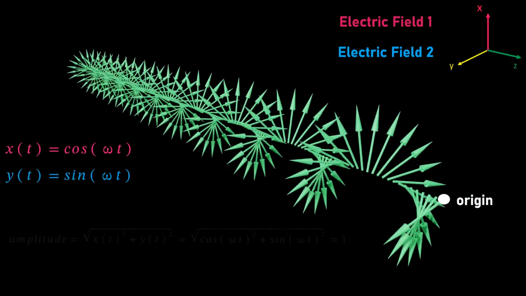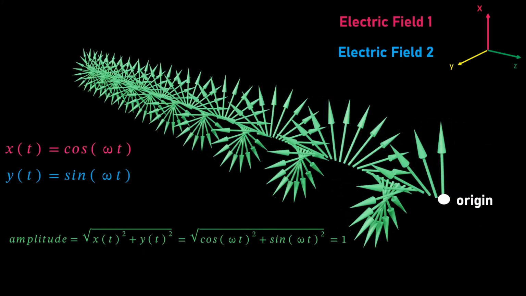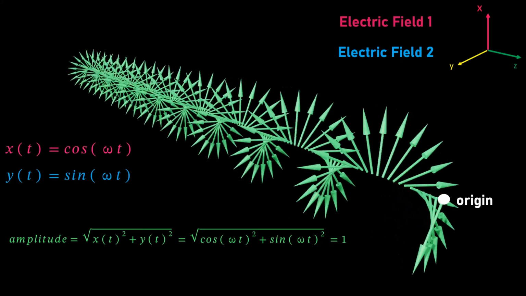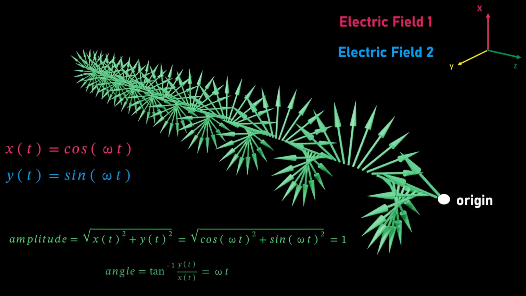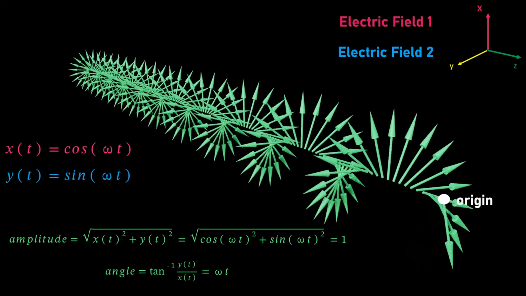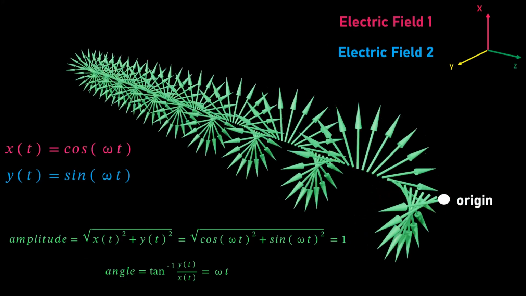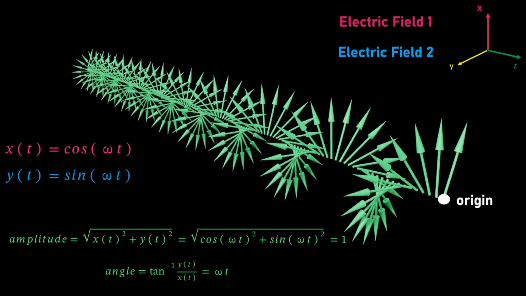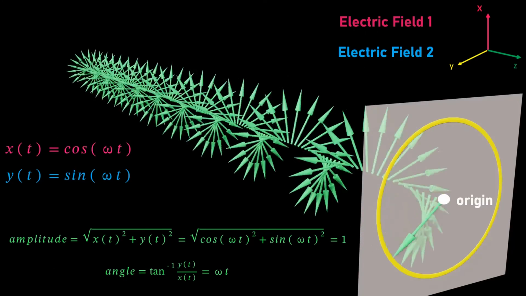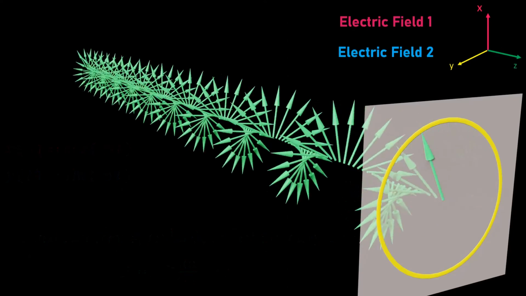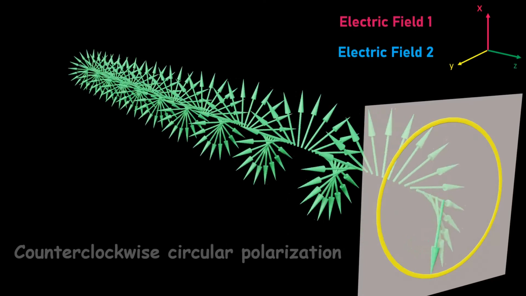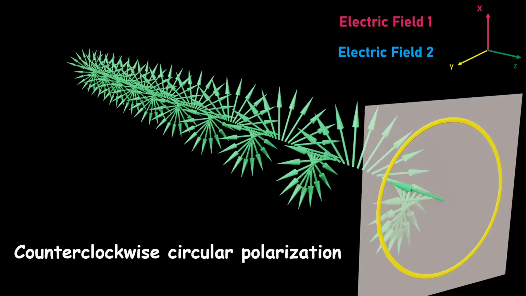The resultant amplitude equals 1 because of the trigonometric identity cosine squared omega t plus sine squared omega t equals 1. The resultant angle is tan inverse the y component over the x component, which is omega t, which is continuously increasing with time. So, it rotates counterclockwise. The resultant amplitude is constant and rotates counterclockwise. It draws a circle in a plane perpendicular to the direction of propagation. This polarization is called counterclockwise circular polarization.